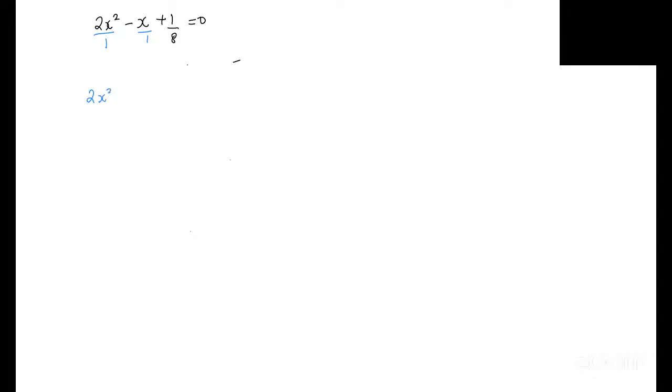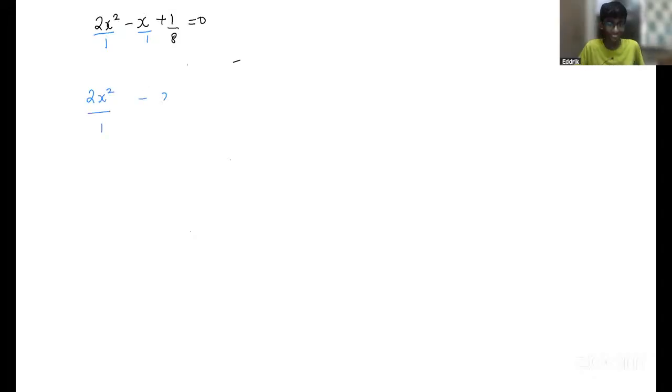Okay. So in this question, first of all, we have to make the denominator the same. So how will we make the denominator the same? Here the denominators are 1 and 1, so we have to make them the same by multiplying 8 up and 8 down. Basically, we multiply the entire equation by 8. So I will multiply this up 8 and this down 8, and in the same way the other terms, equal to 0.